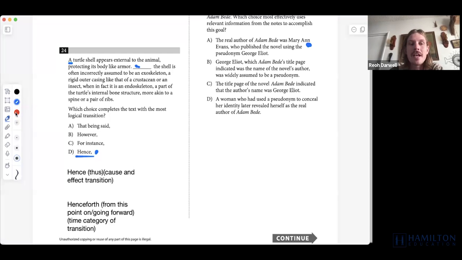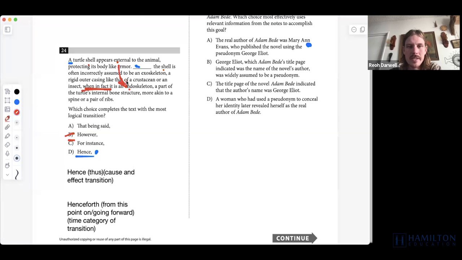I think a lot of us, if we got this wrong, chose however. And I want to explain why however doesn't work. We have this right here. Okay. However would pivot the information. It would mean that these two units of information are not in agreement with one another. But they are in agreement with one another. What's not in agreement is this and this. Okay, these two are not in agreement.